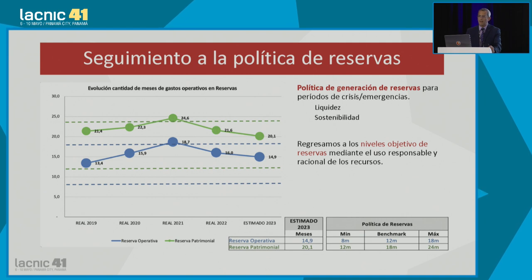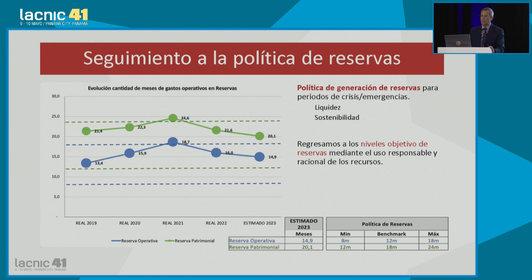A key element for our sustainability is our reserves. The type of organization we are, a nonprofit organization that receives resources from the services we provide, implies that we need to have reserves for emergencies. This makes it possible for us to have liquidity in the case of unforeseen events, natural disasters, pandemics, or a complex global financial crisis.